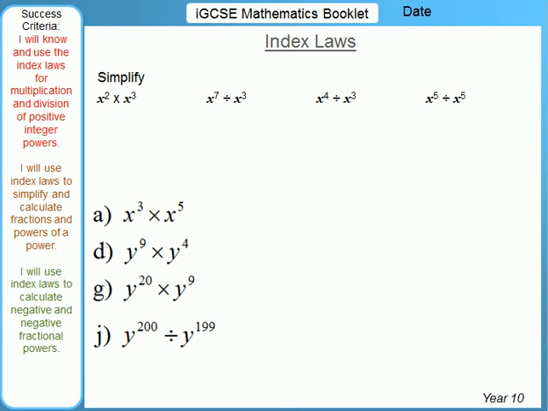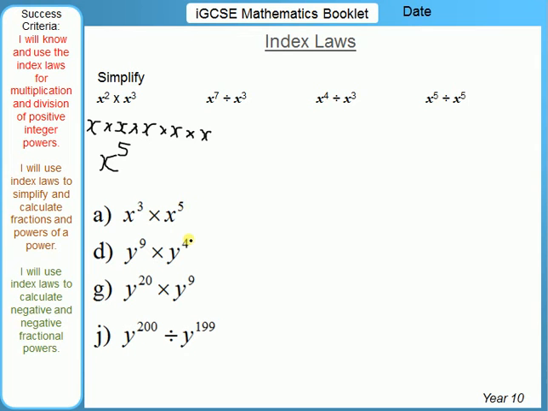Let's look at our second example. So for this question here, we're going to use what are known as index laws. So x squared times x cubed, well, that's the same as saying x times x, that's what x squared means, multiplied by x times x times x. How many x's do we have? We have x to the power of 5.